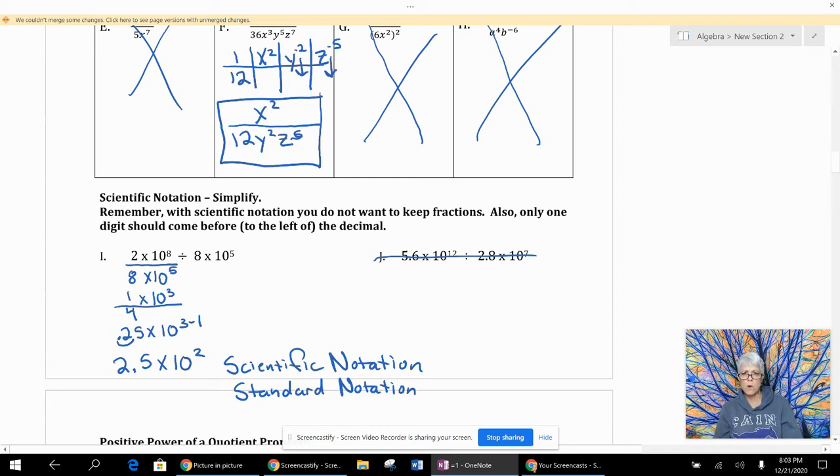And I went ahead and wrote out to the side, this is scientific notation. But sometimes it will ask you to write it in standard notation. And just so you know what that means, it just means normal. I'm just going to write it as a normal number. So if I worked out 2.5 times 10 to the power of 2, I would get 250. That is how to write it in standard form. And you want to always pay attention. Is it asking you to write it in scientific notation? Is it asking you to write it in standard form?